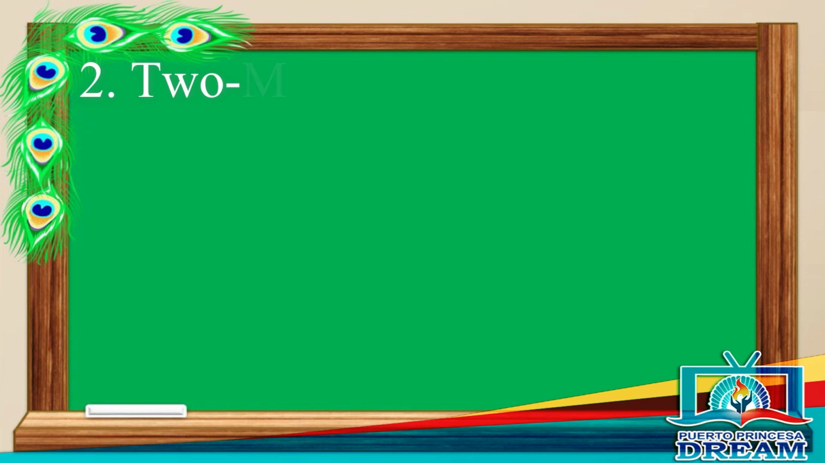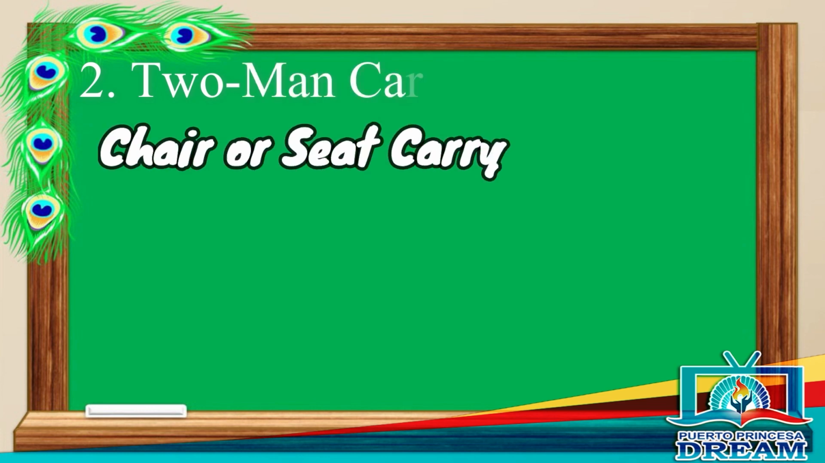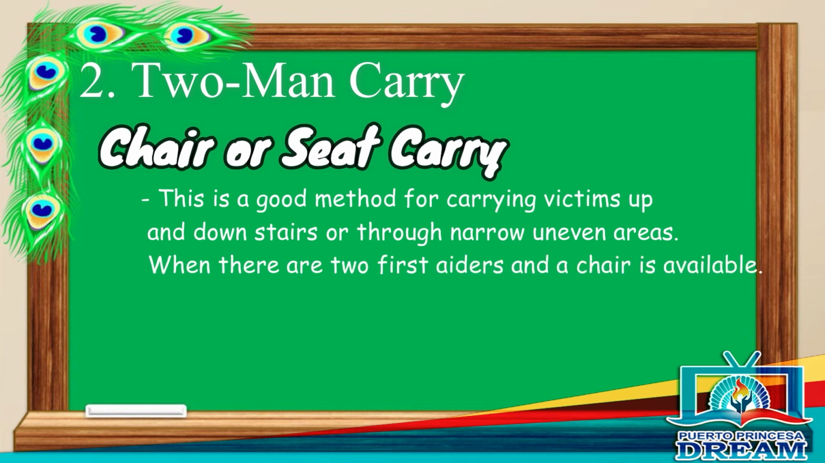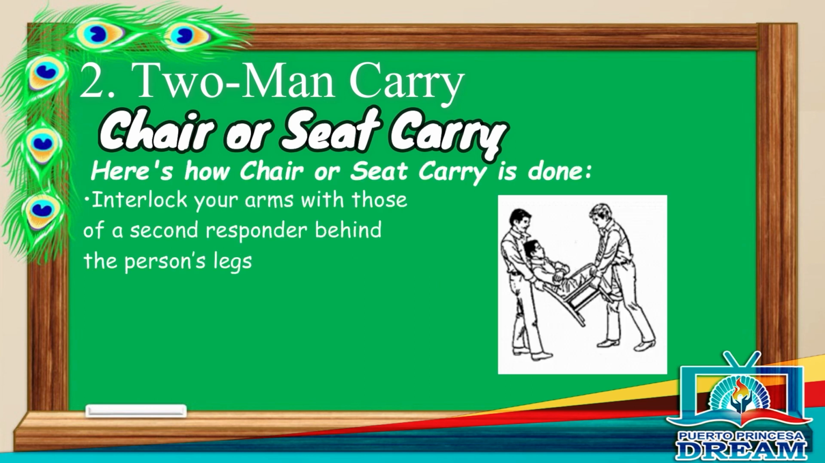Two-man carry, chair or seat carry. This is a good method of carrying victims up and down stairs or through narrow uneven areas when there are 2 first aiders and a chair is available. Interlock your arms with those of a second responder behind the person's legs and across his or her back.